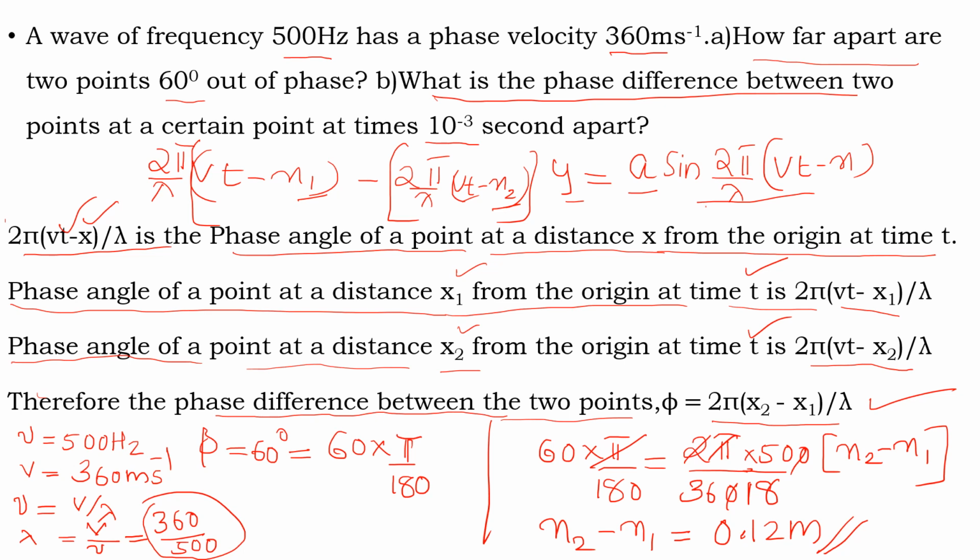That is phase difference between 2 points at a certain point at a times 10⁻³ second apart. The phase difference between the same point at different times. That is considering the same equation in another way.